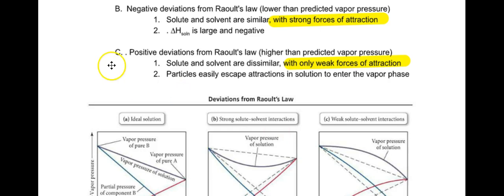Okay, so let's go back real quick. I don't know if I really made this clear to you. The heat of solution is large and negative. What does that mean? That means when you dissolve one into the other, it's going to be exothermic. Okay, that's what that means. Okay, let's go to the problems. Let's go to the next page.